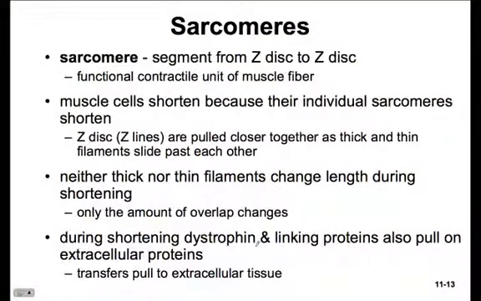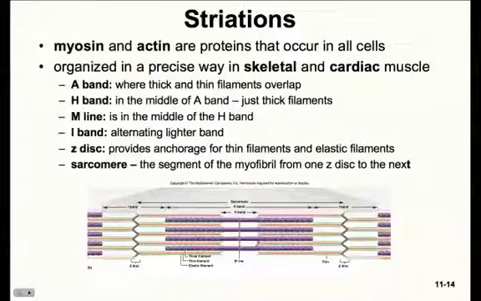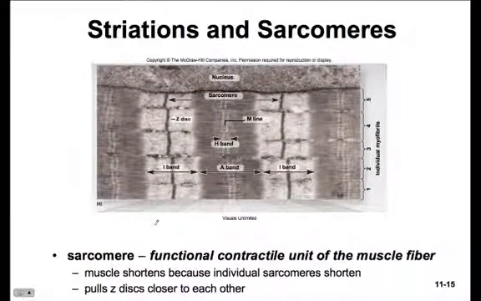So in order for the muscle to shorten, the individual sarcomeres shorten. That is, the Z discs are drawn closer to each other by the act of myosin heads rowing along the actin filaments. So here again, looking at the micrograph, we can see the sarcomere, the functional unit, going between Z disc and Z disc. We have the A band in the middle, a slightly lighter region down the center of that called the H band, an I band of lighter material between the A bands that crosses over a Z disc. And we have the M line, the very middle line of the H band and A band.